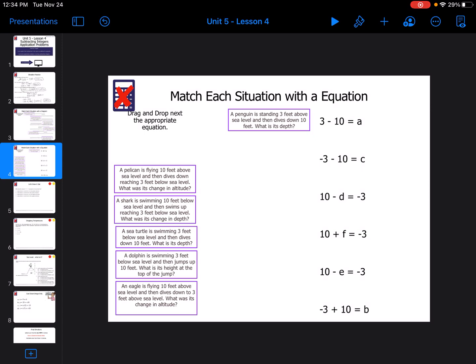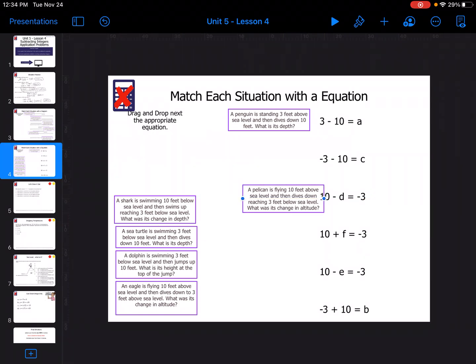Okay, a pelican is flying 10 feet above sea level, so I want to start at 10, and then it dives down and it reaches 3 feet below, so it ends up at -3. So I'm going down, so I want to use a minus, so I think it's going to be that one.